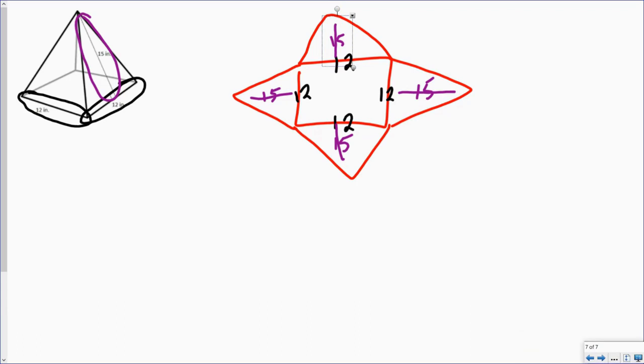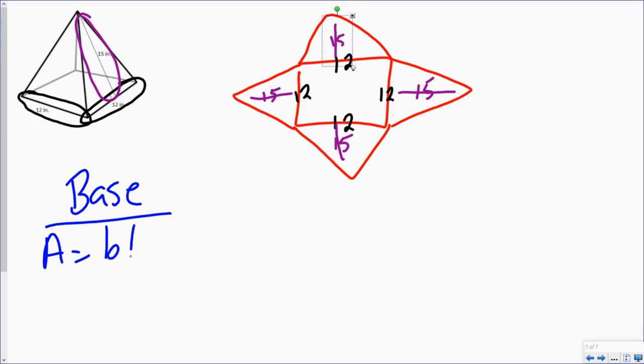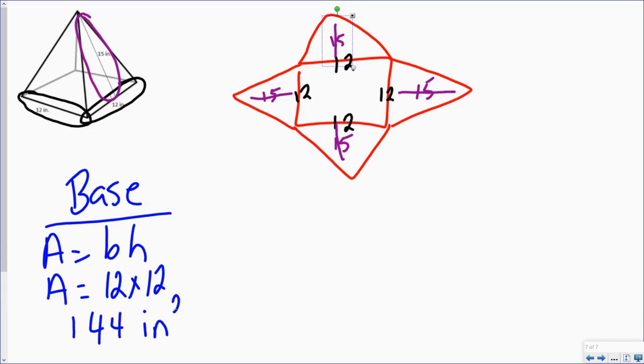So if I look at the base, I know that that's a square, so its area equals base times height. So that is area equals 12 multiplied by 12. And that gives me 144, and again, the label is inches squared. I only have one of them, so I don't need to do any more with that.